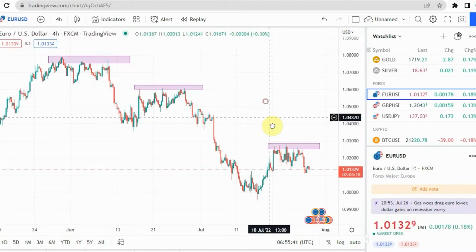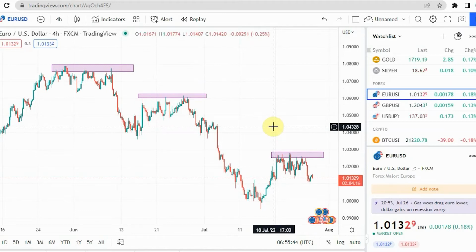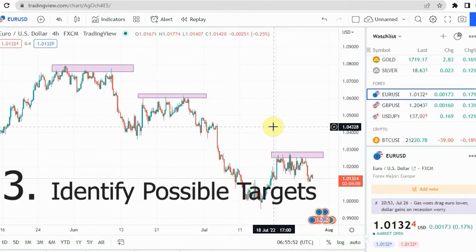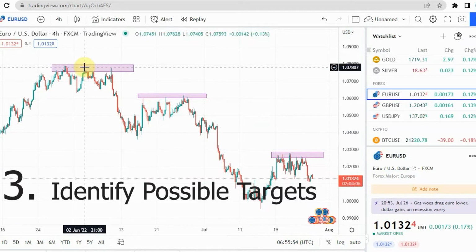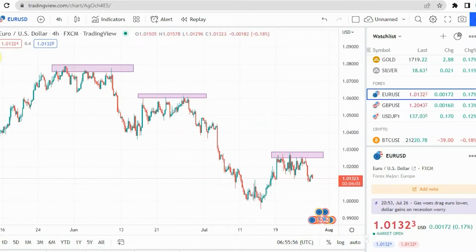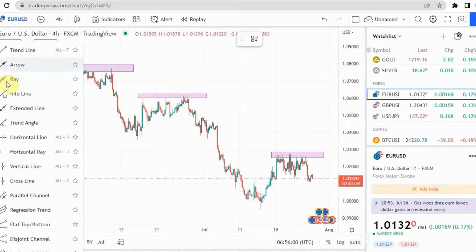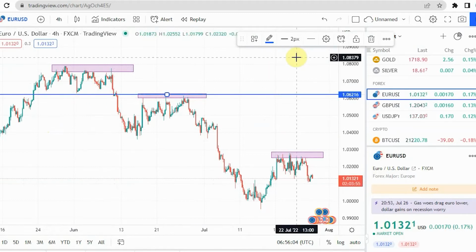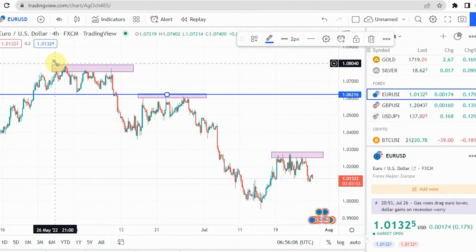So back in the video, after identifying areas of value, which are your support, your resistance, your trend line, your order blocks, the next step is to identify possible targets where the market could be headed. I've identified this resistance, and my next possible target would be around this zone. Let me mark it out with a horizontal line. Yes, that's my next possible target because I've identified that the market came here.